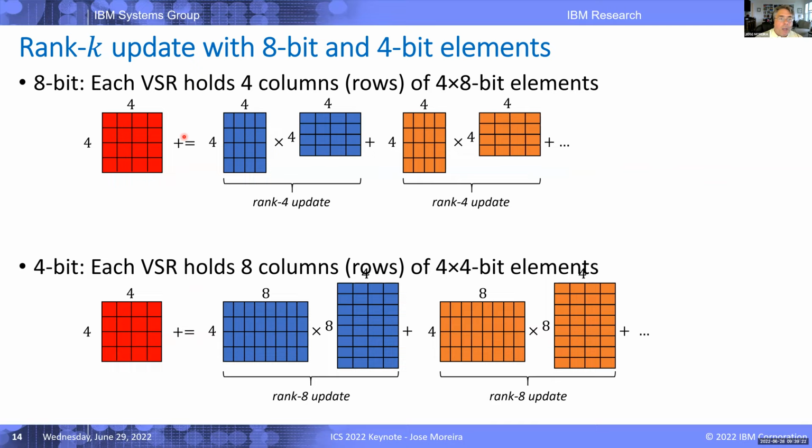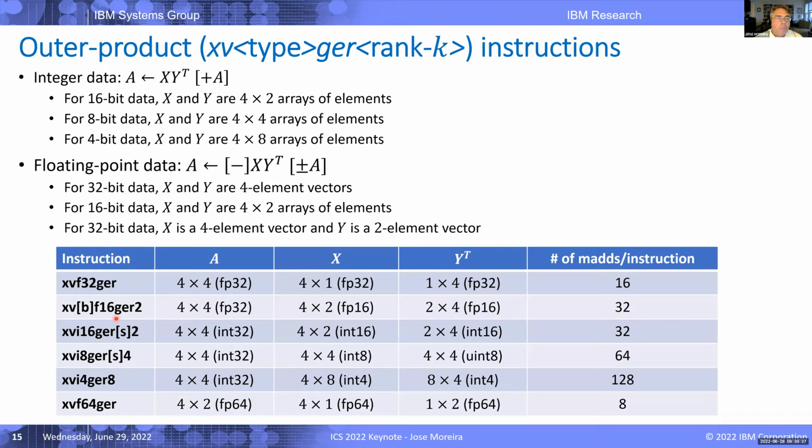We can also handle 8-bit data. So each input is a 4x4 matrix of 8-bit elements, or for 4-bit elements, each input is a 4x8 matrix. So we really cover a broad spectrum of data types: 32-bit floating point, 16-bit floating point, both bfloat16 and IEEE, 16-bit integer, 8-bit integer, 4-bit integers, and then the 64-bit floating point, in which case the accumulator is a 4x2.